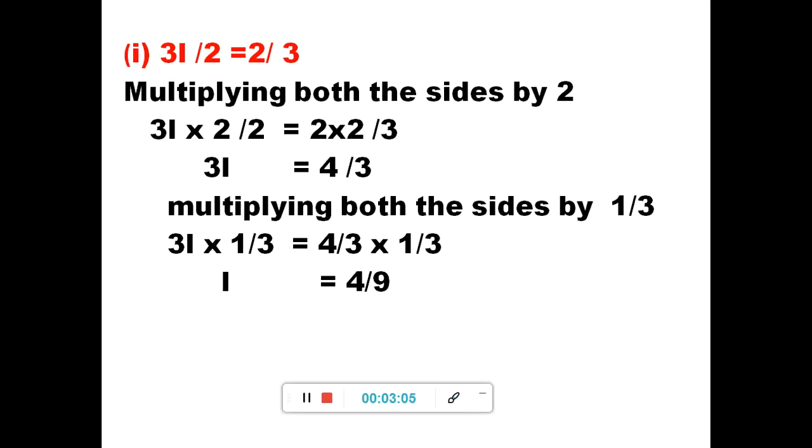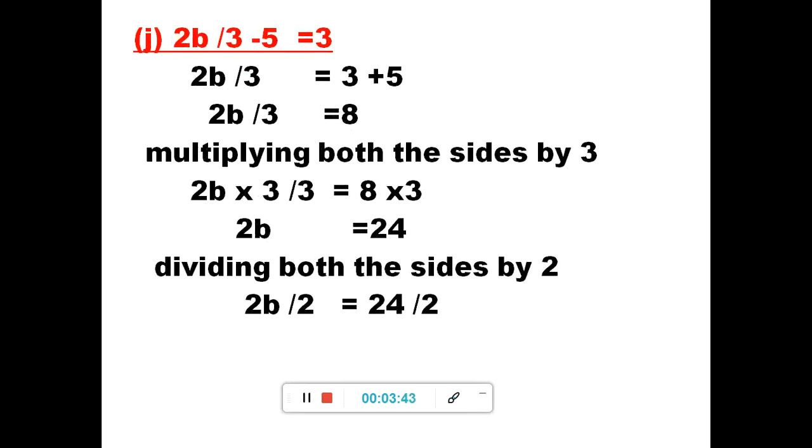I. 3l by 2 equal to 2 by 3. Multiplying both the sides by 2, 3l into 2 divided by 2. On the right hand side, 2 multiplied by 2 divided by 3. 2 and 2 get simplified in the left hand side. So, 3l equal to 2 2s are 4 by 3. Now, multiplying both the sides by 1 by 3. So, 3l into 1 by 3 equal to 4 by 3 into 1 by 3. 3 and 3 get simplified. So, we are left with l in the left hand side. On the right hand side, 4 1s are 4 and 3 3s are 9. So, l equal to 4 by 9.